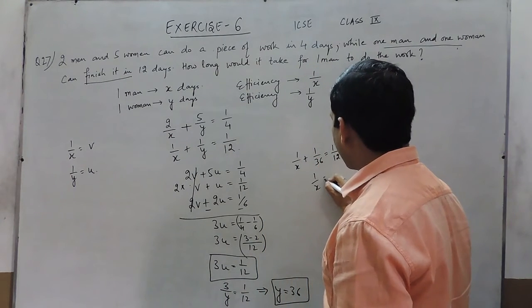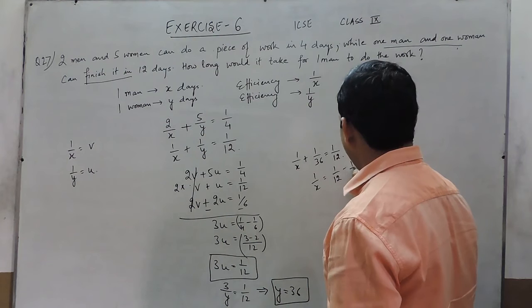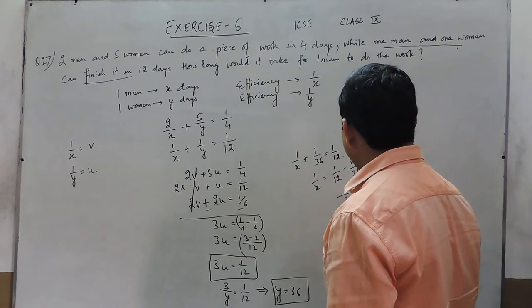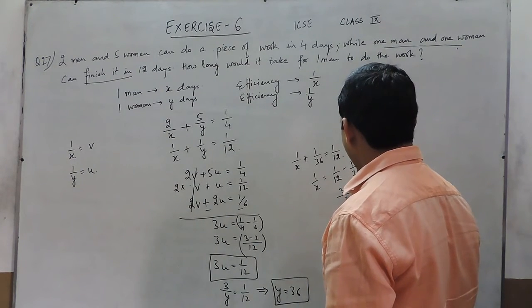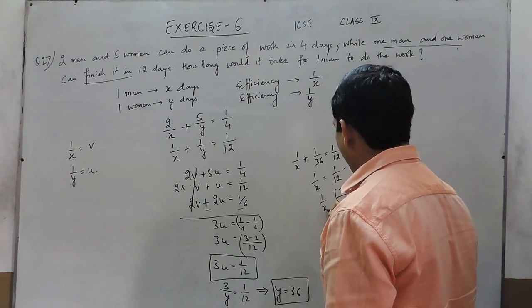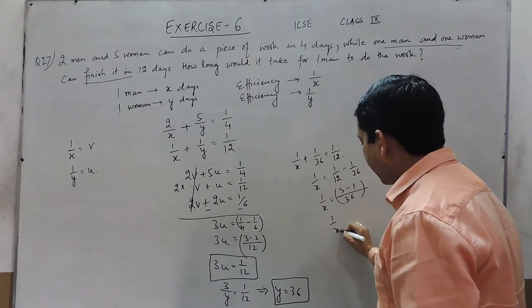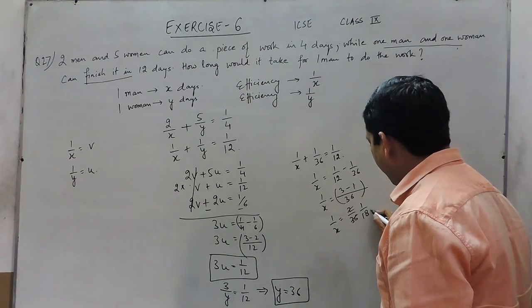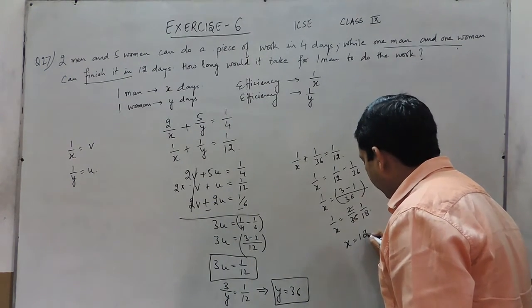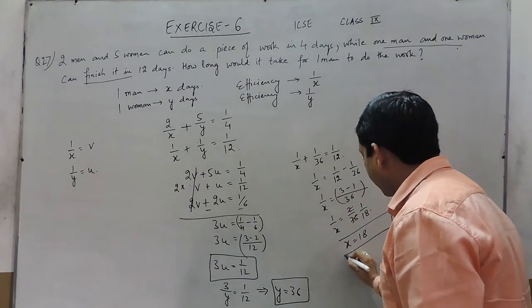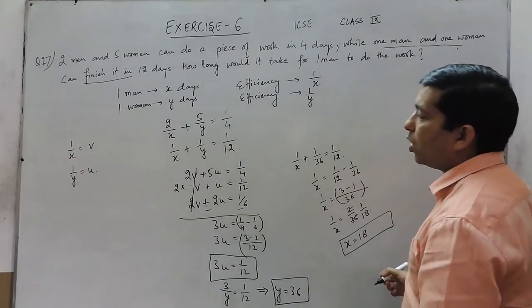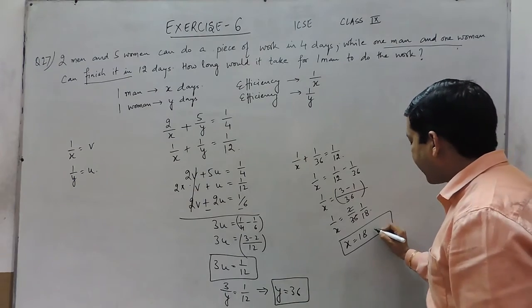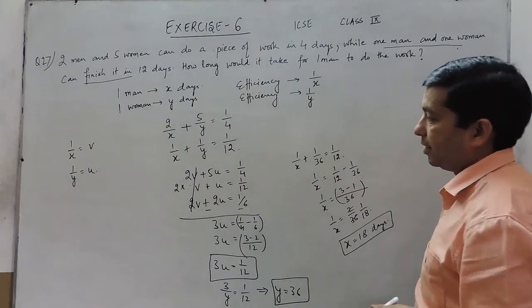So 1 upon X becomes 1 upon 12 minus 1 upon 36. We take the LCM as 36, it is 3 minus 1. This is equal to 1 upon X. So 1 upon X will be 2 upon 36. After calculating, we get 1 upon 18, or the value of X becomes 18. That means a man who can complete a work, X days, that means in 18 days.